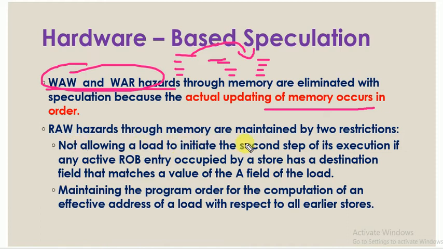RAW hazards through memory are maintained by two restrictions: not allowing a load to initiate the second step of its execution if any active ROB entry occupied by a store has a destination field that matches the A field of the load. So we need to have some compromise when we use store and load operations. We need to maintain some order, that is, maintaining the program order for the computation of the effective address of a load with respect to all earlier stores. We need to maintain the program order properly for load and store operations.